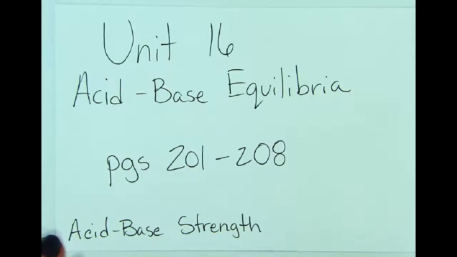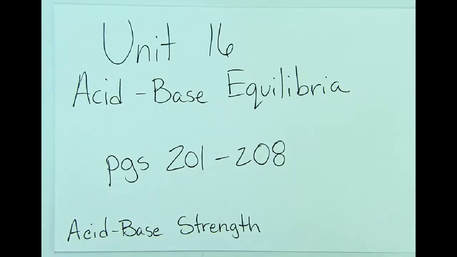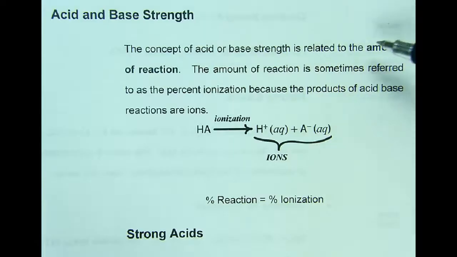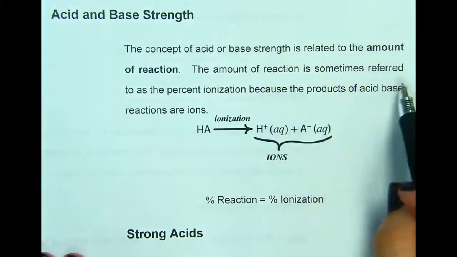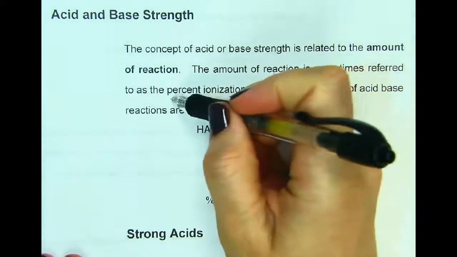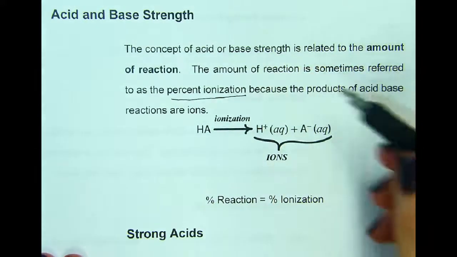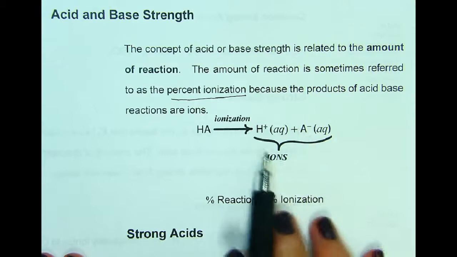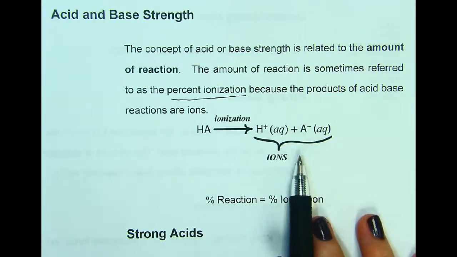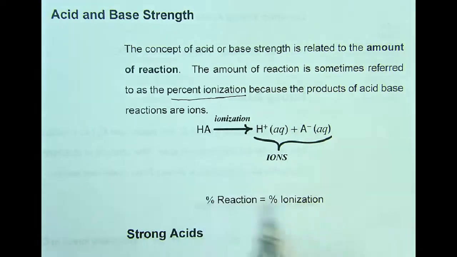Unit 16, Acid-Base Equilibria, pages 201 to 208, and this is focused on acid-base strength. The concept of acid or base strength is related to the amount of reaction. The amount of reaction is sometimes referred to as the percent ionization because the products of acid-base reactions are ions. So how much percentage of ions are produced by the reaction of the acid?